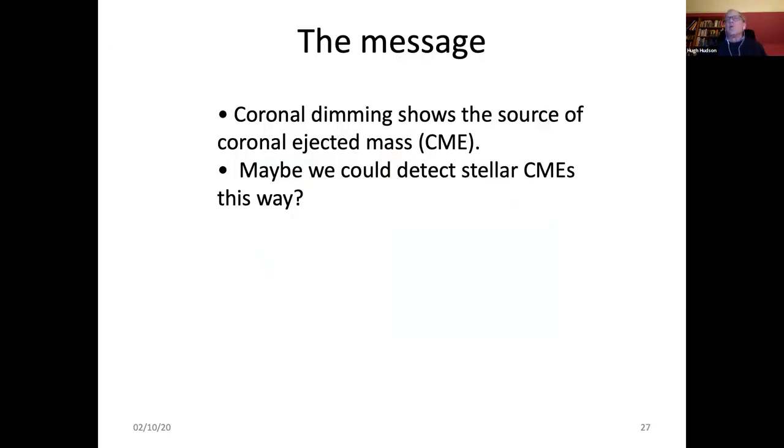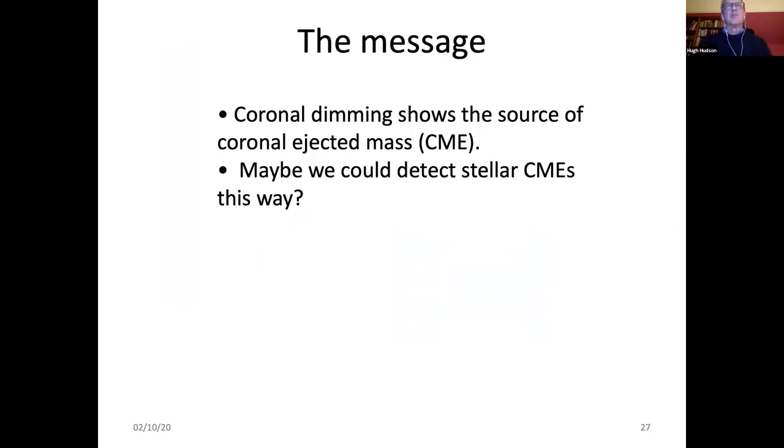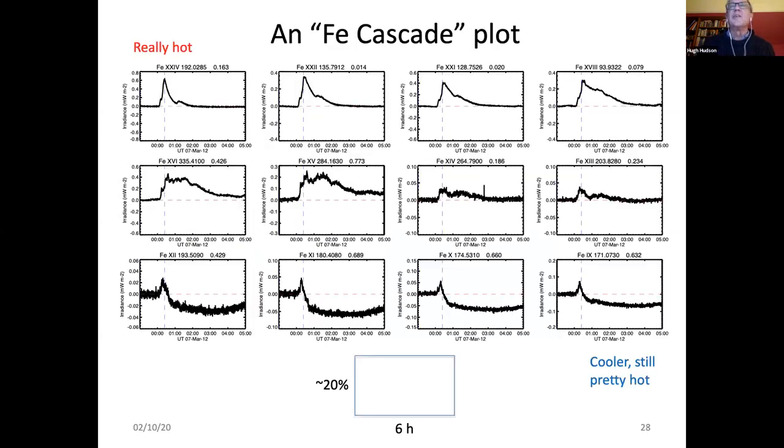Okay, so now of course you want to ask, could we detect stellar CMEs this way? Could we see these dimmings on stars? And the hope for that is in this diagram, which I will spend a minute or so explaining to you. This is what I call an iron cascade plot. This is done again with SDO data, with the EVE instrument, which is a spectrograph, a sun-as-a-star instrument. It's taking the integrated sunlight and giving you just one number at every wavelength. So it's a spectrum, and it makes a spectrum every 10 seconds.